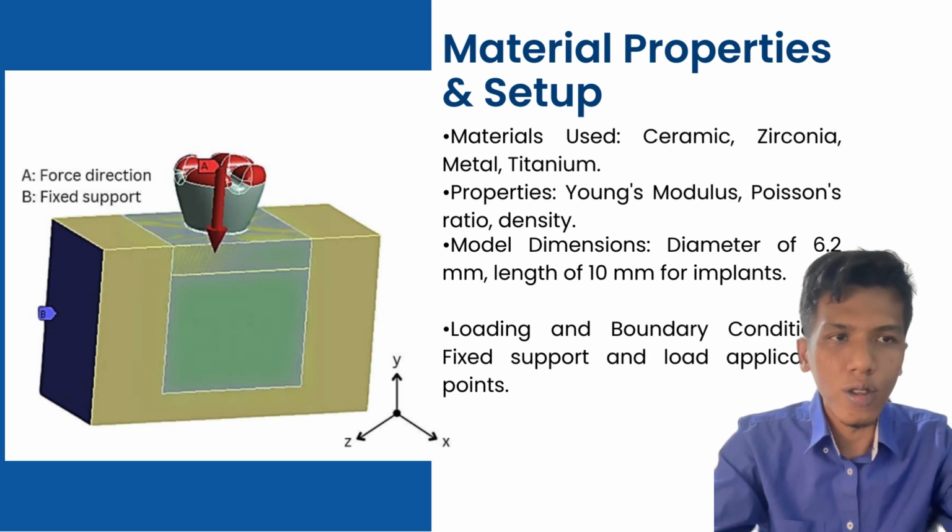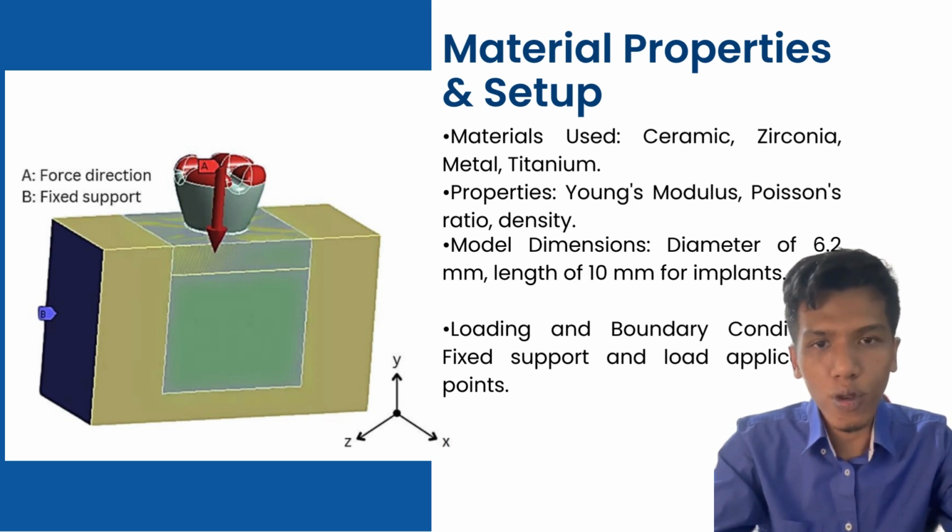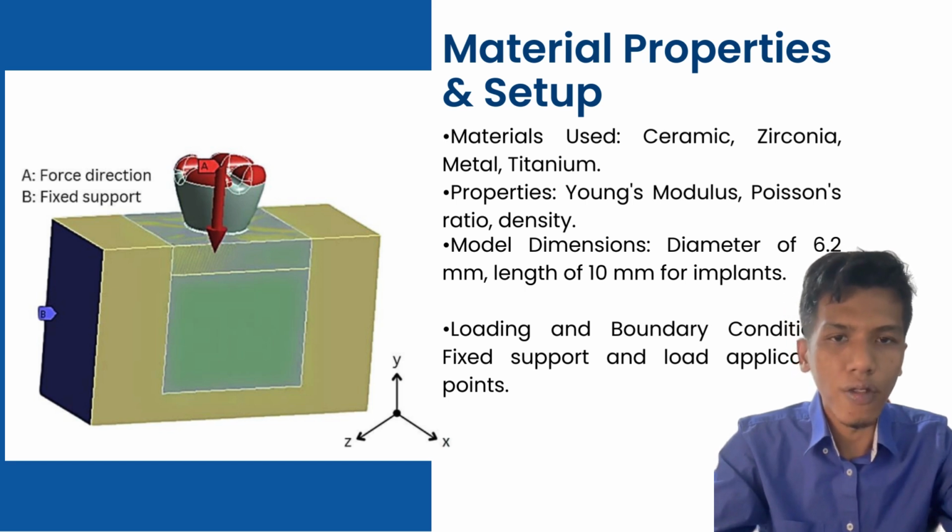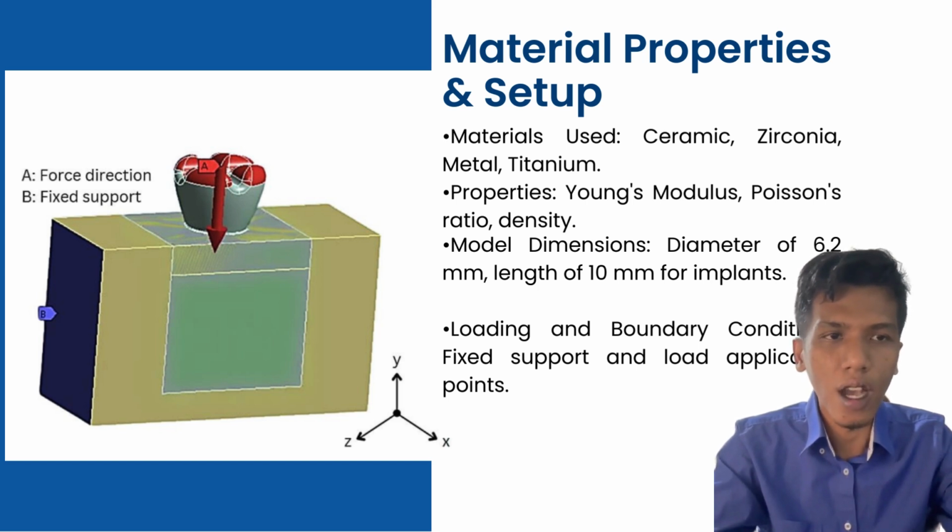We use materials such as ceramic, zirconia, metal, and also titanium. The properties that we put in the finite element simulation are Young's modulus, Poisson's ratio, and also the density. All of these figures and values are provided in the paper, so you may refer to my paper for the details of the values.